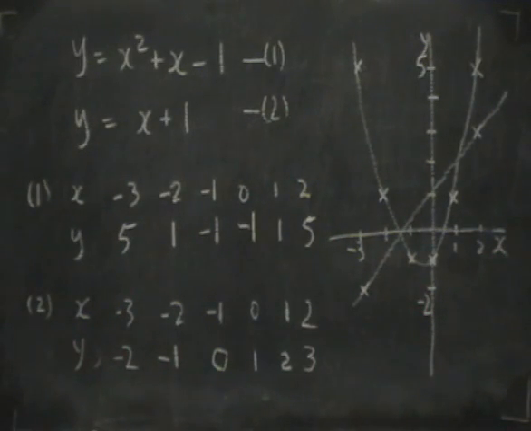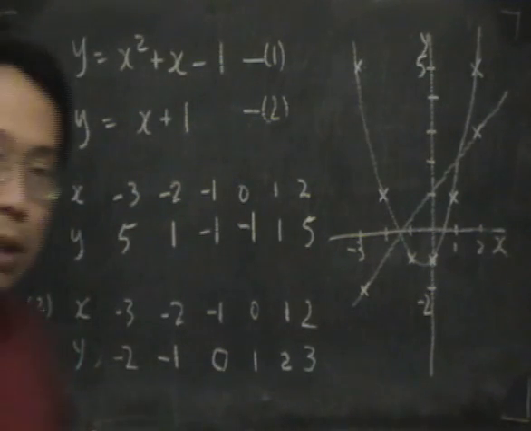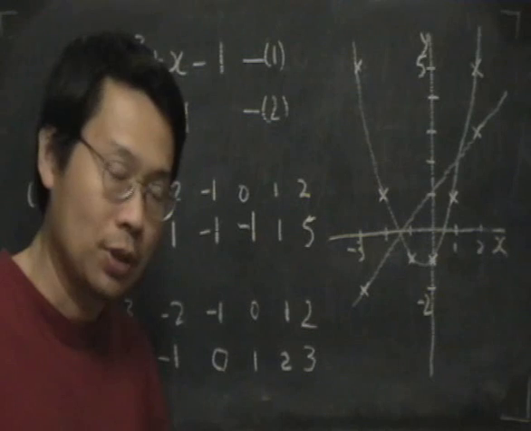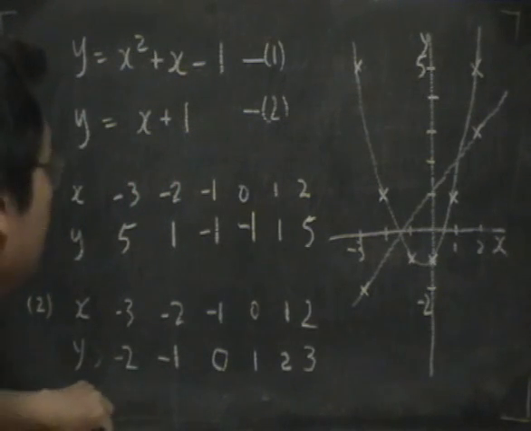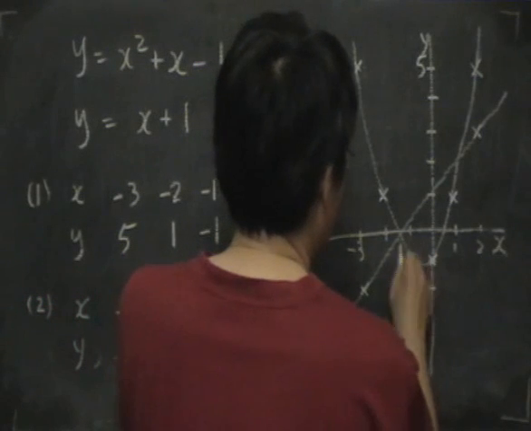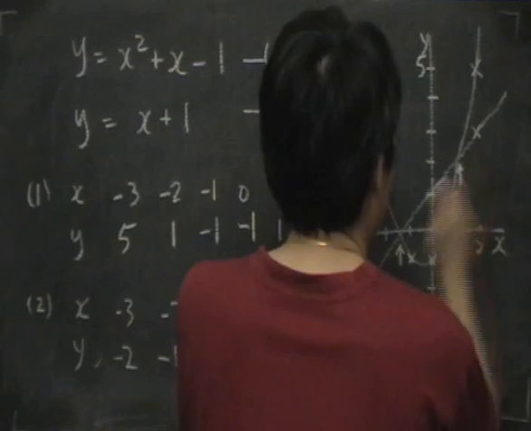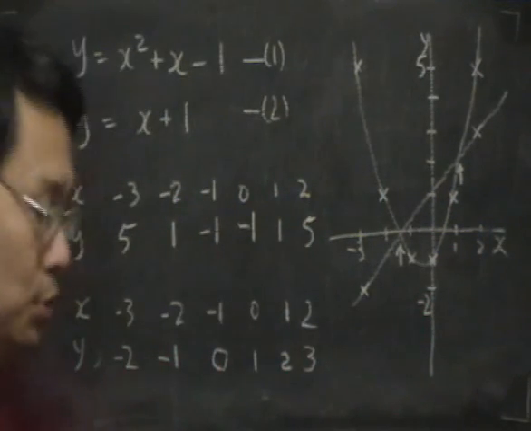So, if you remember the idea from before, we need to find the points of intersection. And here they are. That's one point. That's another point. We have 2 points of intersection.